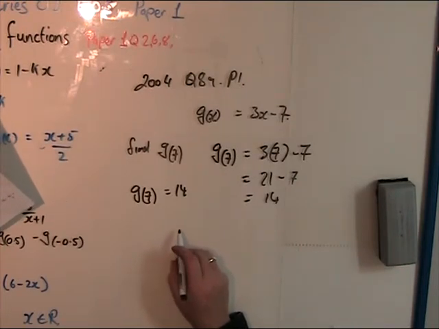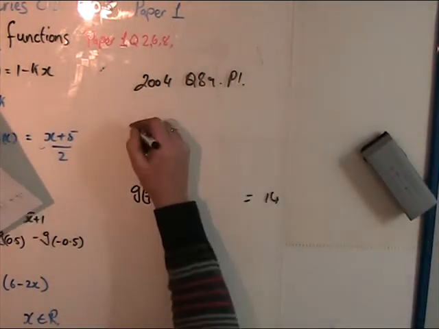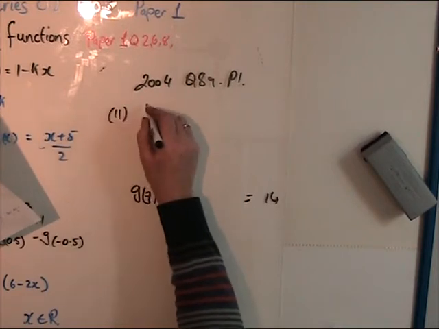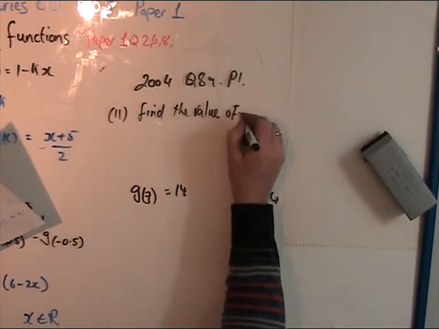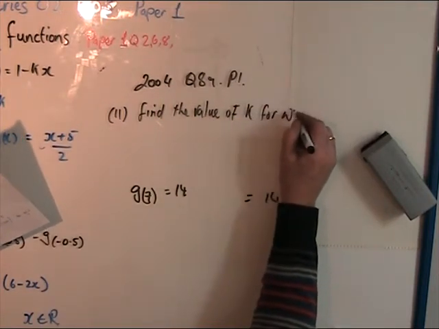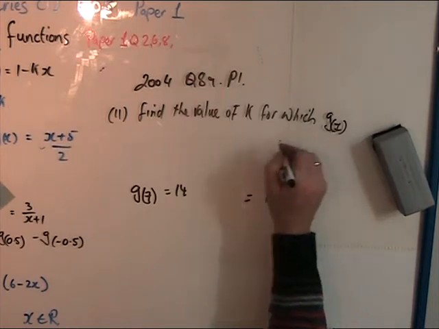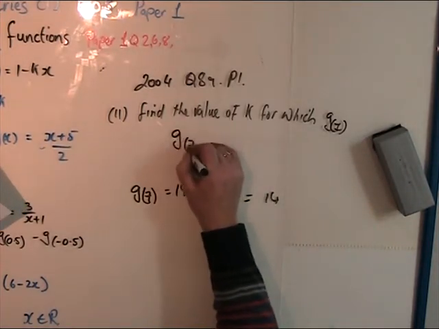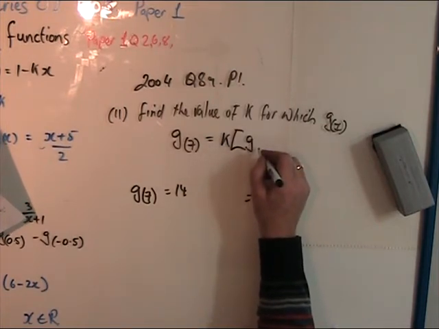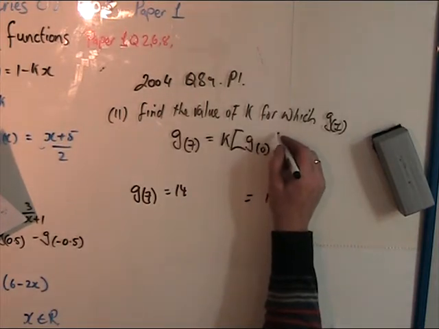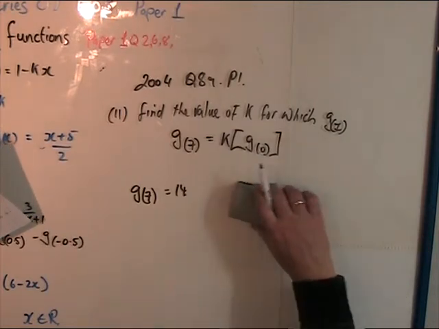Right, okay, so then the next part it says find the value of k. Alright, so this is the second part, that was the first part. So using the second part it says find the value of k for which g of 7 is equal to k times g of 0. Okay, now I know that g of 7 is equal to 14, so I'm going to put 14.